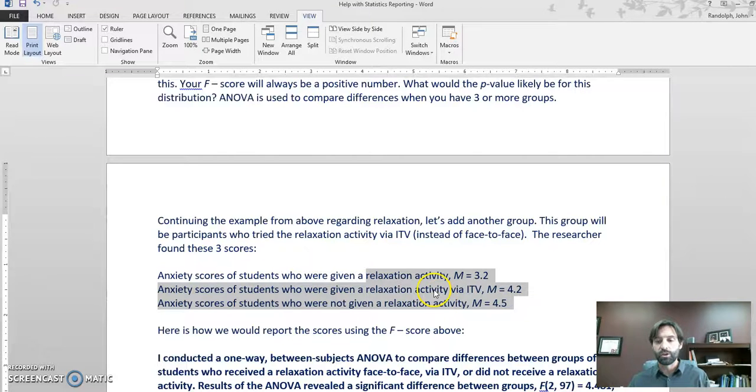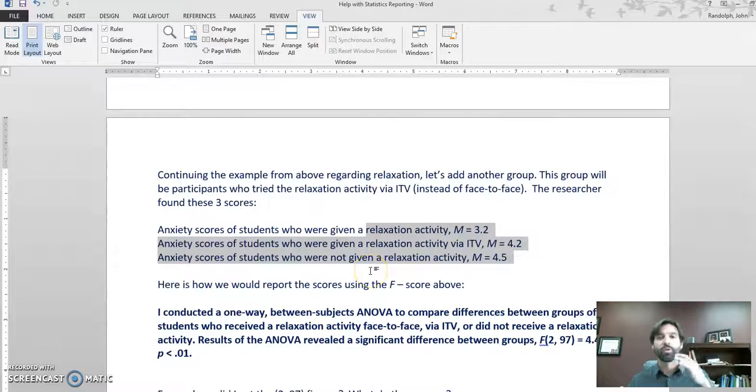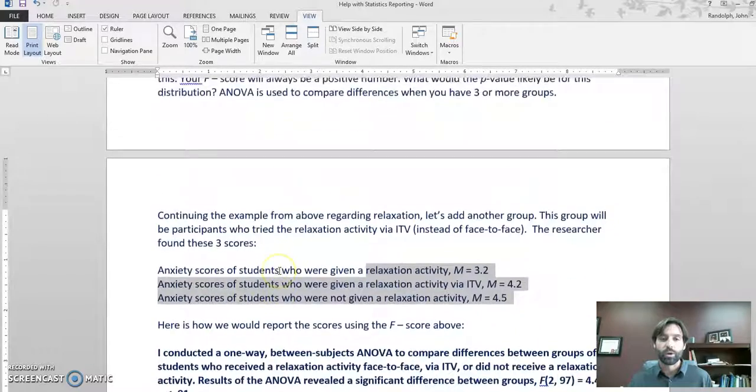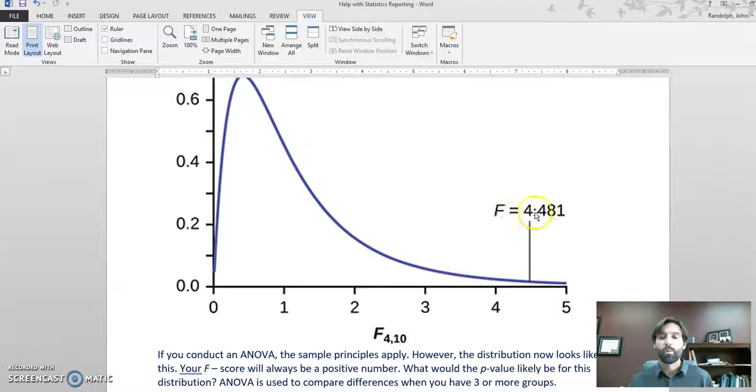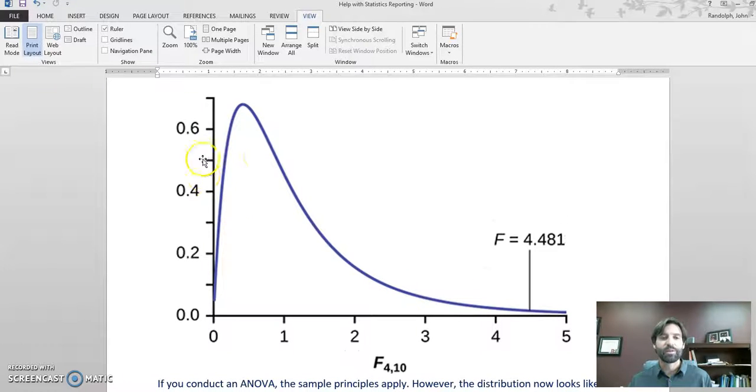You could run t-tests, but really it's not appropriate in this case. You're supposed to run ANOVA when you have 3 or more groups. And so let's say that we run the ANOVA and we come up with an F-score of 4.481. Here you can see that if you get an F-score of about 2.5 to 3 and above, you're out here in this small percentage. Again, this represents the F distribution. It doesn't look normal, but when you have 3 or more groups, this is what you have to work with. You can't go with the bell curve.